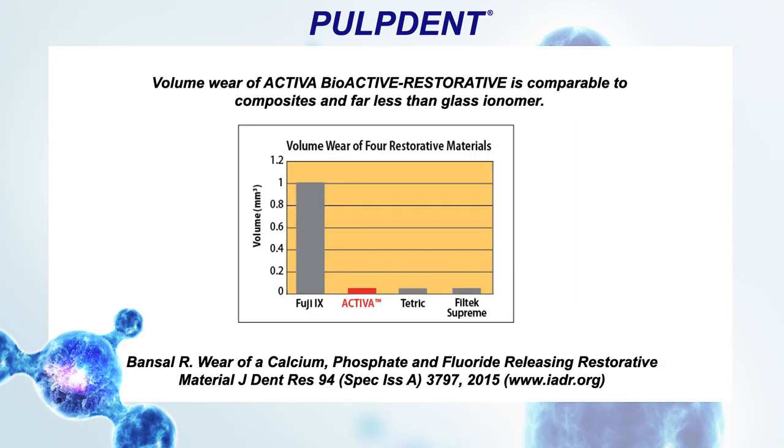Now, when looking at wear, the wear rates of these materials, glass ionomers are going to wear tremendously high because they're not designed, again, to take forces of occlusion or occlusal wear. ACTIVA wears more like a traditional composite. So you've got ions, nutritive ions, calcium, phosphate, and fluoride, ion release and recharge, but yet you have a material that has wear rates, compressive strength, and diametral tensile strength similar to a composite.